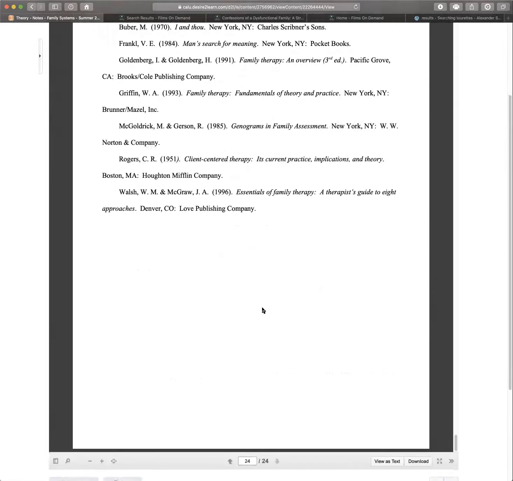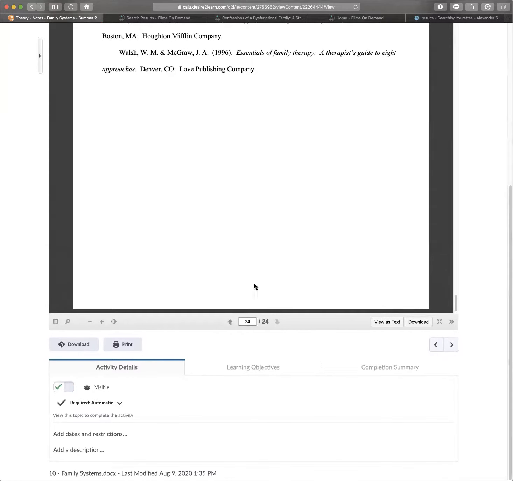Some references, and that is a brief overview of family systems. So I hope that gives you some basic insights, and between the chapter and the PowerPoint and reading the paper, I think you'll get a fairly decent intro to family systems.